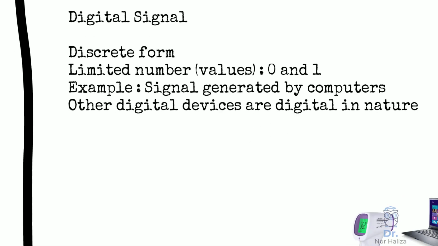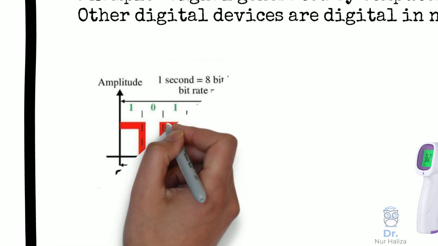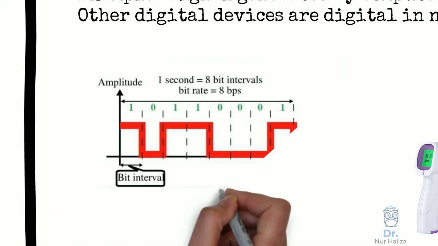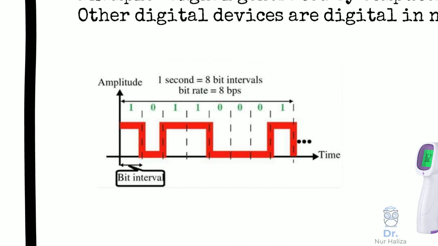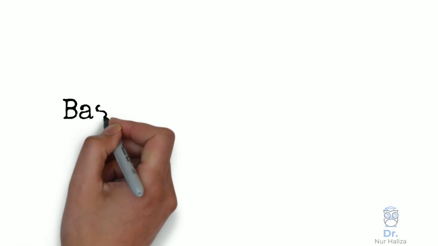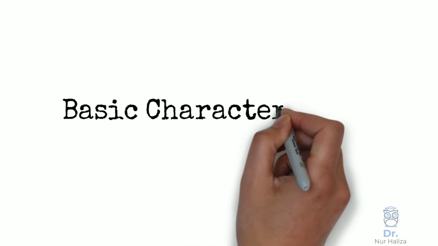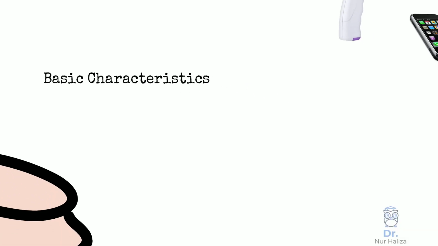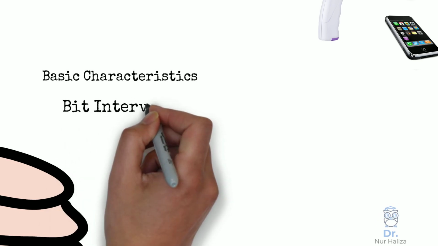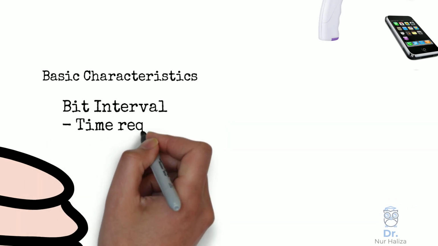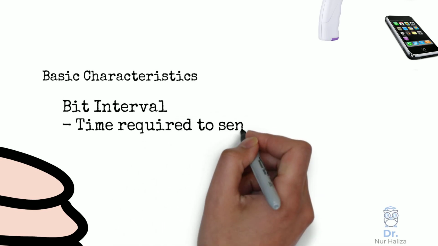And there are also characteristics of digital signals. Of course, these are examples. In this picture we can see there is an amplitude, but the main point is the bit rate and also the bit interval. What are the bit rate and the bit interval? There are two basic characteristics of digital signals. The bit interval is the time required to send one single bit.